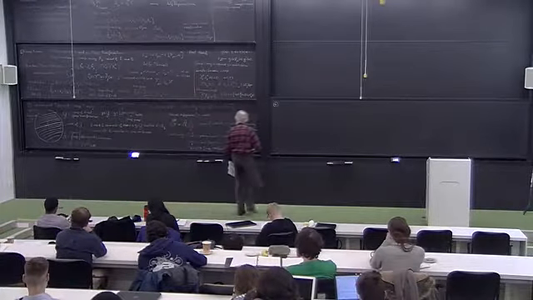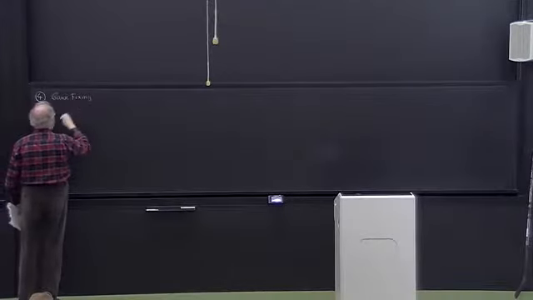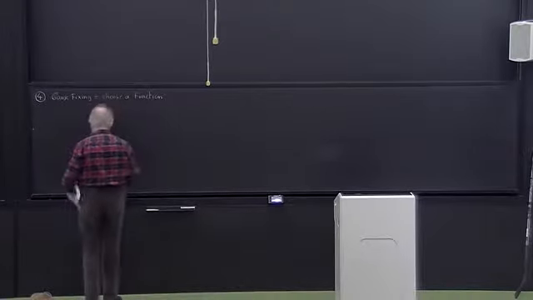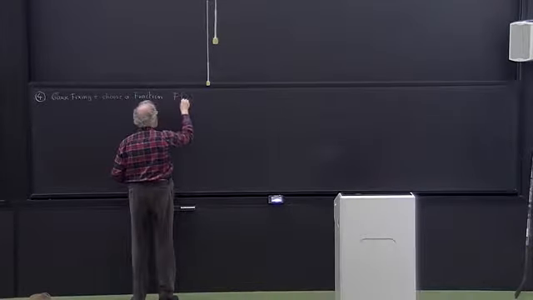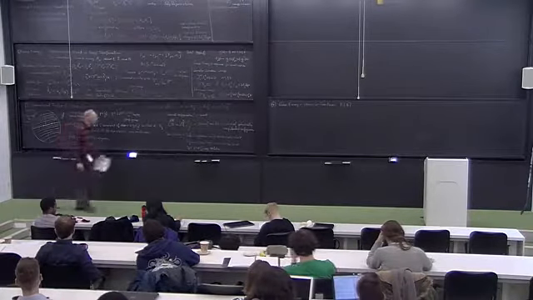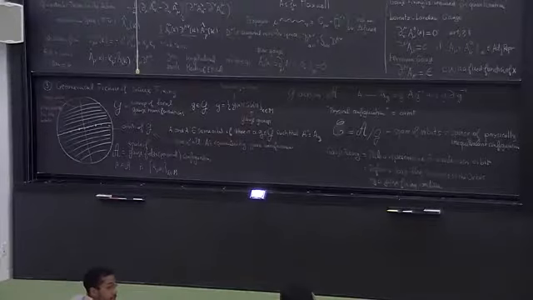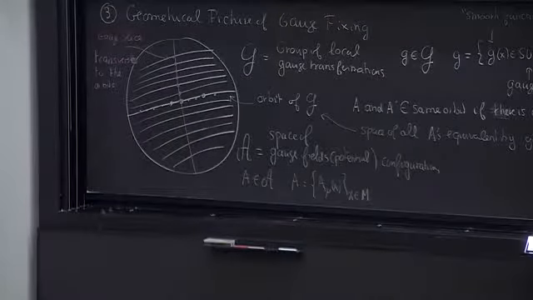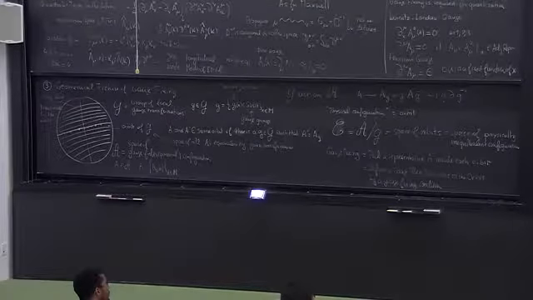So gauge fixing means that we choose a gauge fixing function that I'm going to call f of A, which is a function from the space of all A mu into the Lie algebra of the group G, which in our case is SU2.